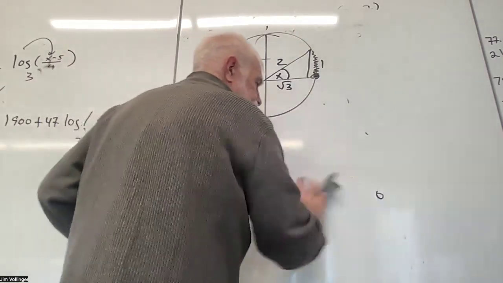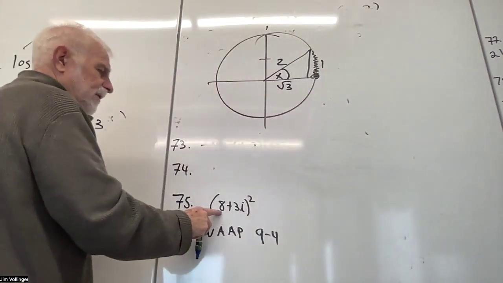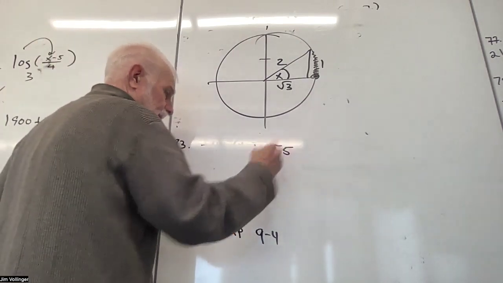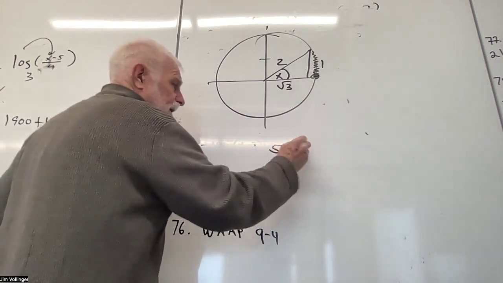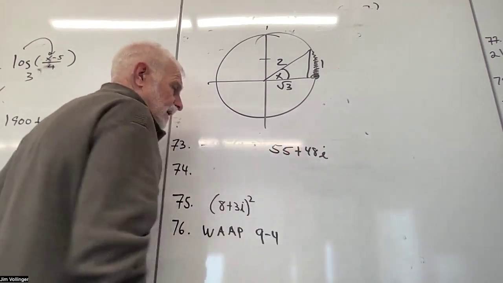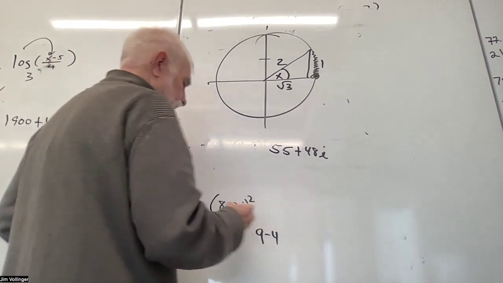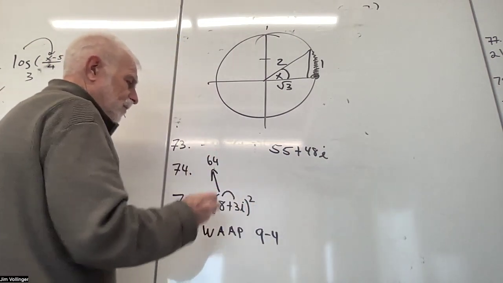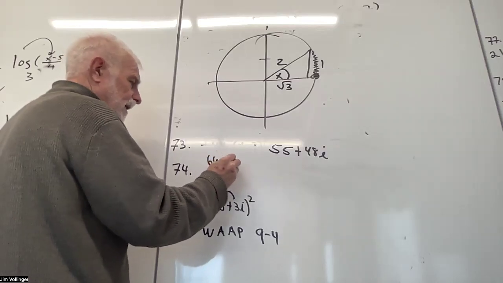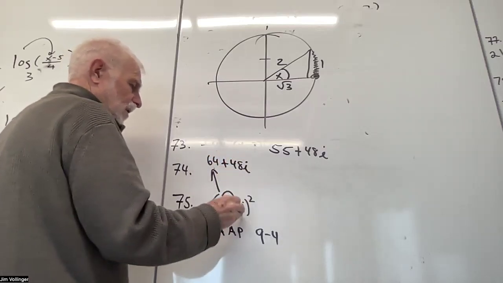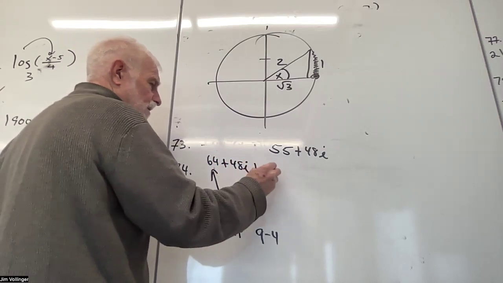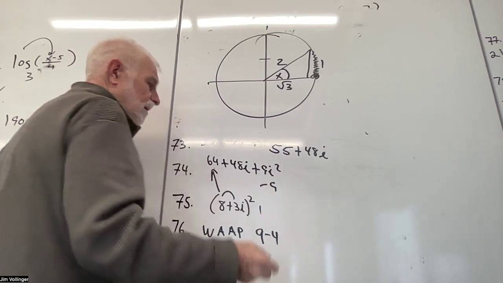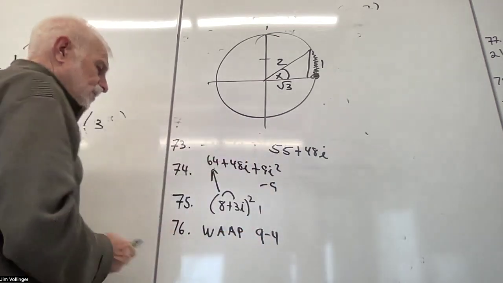All right. Maybe you can start doing these in your head. 64 minus 9, 55. 24, 48. Okay, now what did I do? I squared the 8, which is 64. I doubled that product, which is 48i. I squared 3i, which is 9i squared. 9i squared is -9. I took -9 from there, so no carelessness there. Pretty sure that's correct.